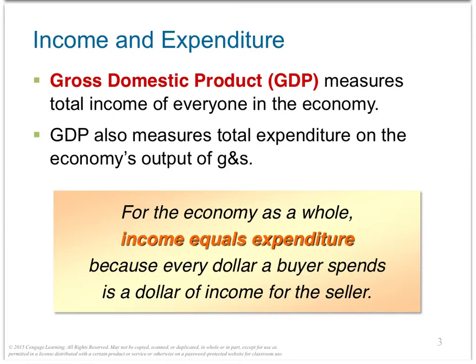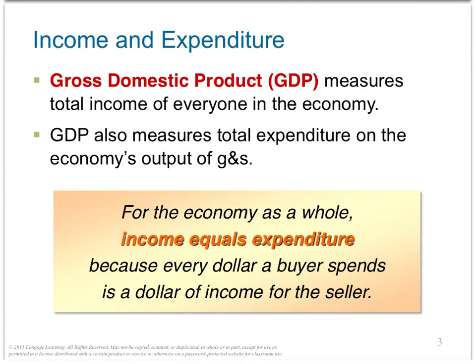So GDP measures two things at once: the total income of everyone in the economy and the total expenditure on the economy's output of goods and services. So this may be confusing in the beginning, but I'm trying to explain why GDP can measure two things at one time.